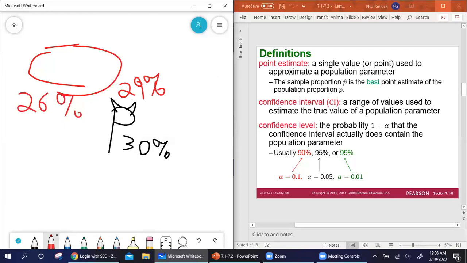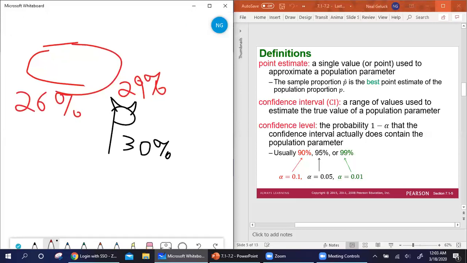Most of the confidence levels are 90%, 95%, or 99%. Now, these correspond to alpha values you can see there of 0.1, 0.05, and 0.01. These are not the only confidence levels. We can actually conduct a study and be as confident as we want. But there's a trade-off. Here's the problem.